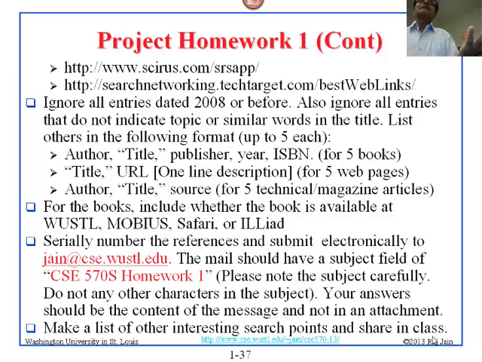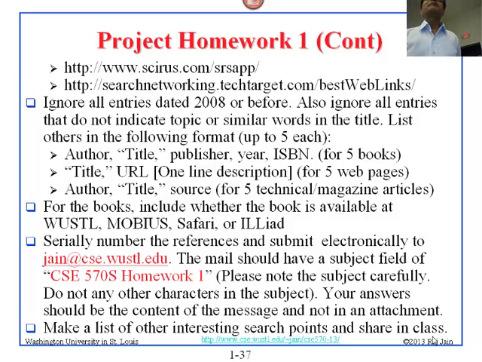Right? And I'm asking you for 5, so it should be easy. For example, if you're looking for cloud performance, you will find books that have cloud in chapter 1 and performance in some chapter 13, and that's not cloud performance. Right? So basically I want something that is obviously related to the topic that you're talking about. And so I want 5 books, 5 web pages, 5 technical magazine articles. Now what is the difference between a web page and a magazine article?